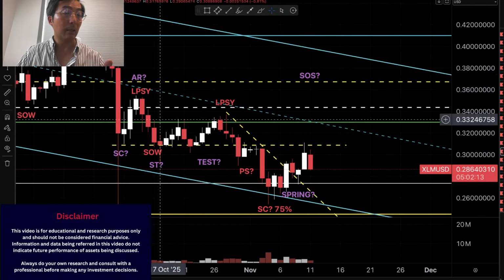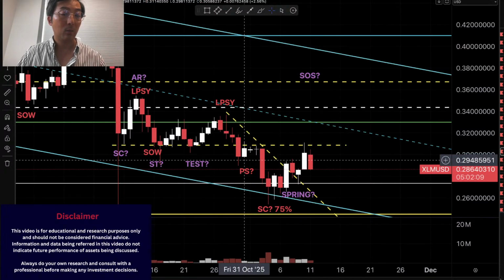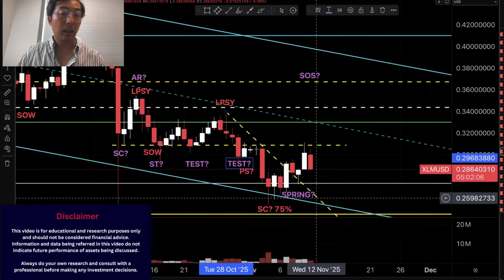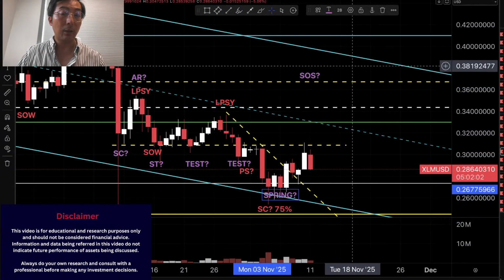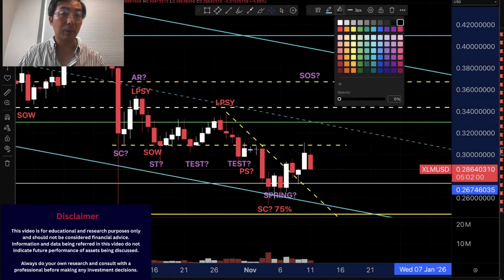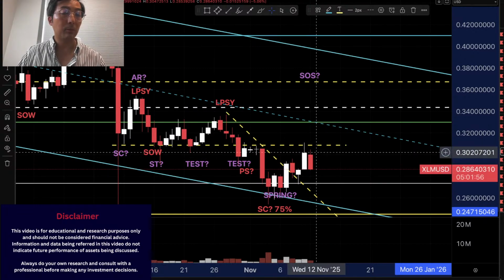If that's the case, then we already have our second test and subsequent tests. One more over here, and we have got our spring just a few days back, and the price is actually bouncing off from the spring. That's what's happening right now.